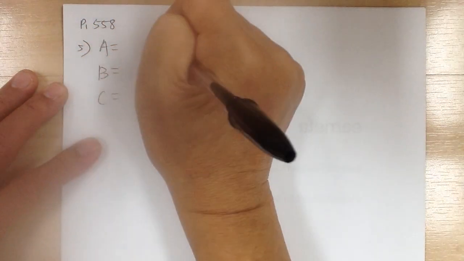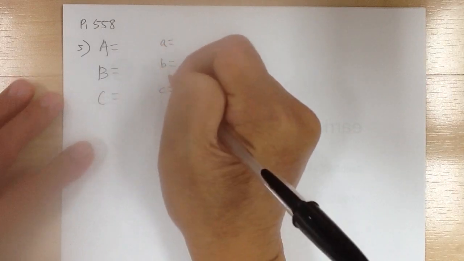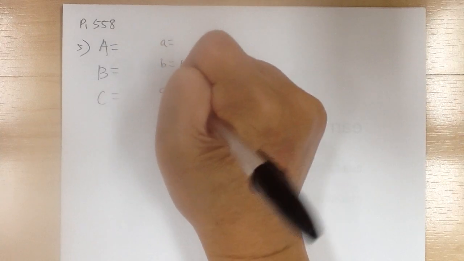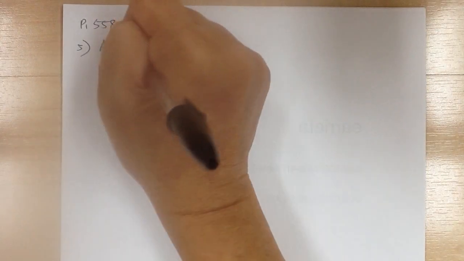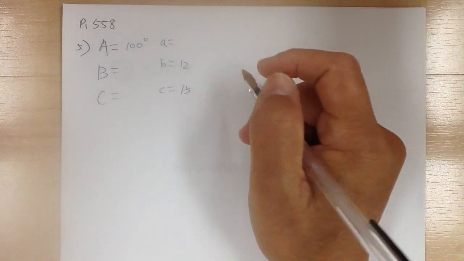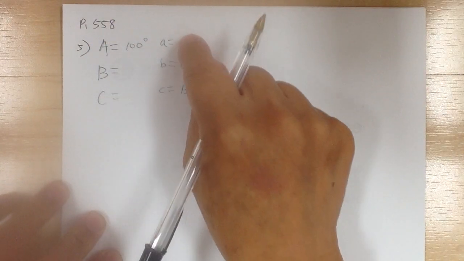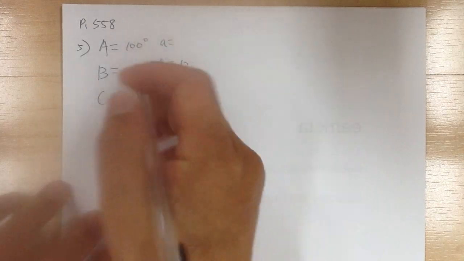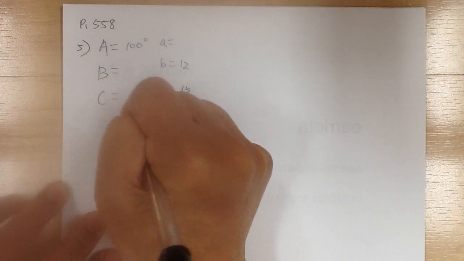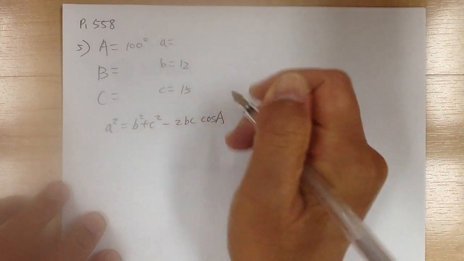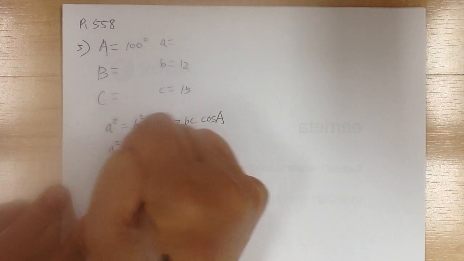Okay, number 5. Small b equals 12, small c equals 15, angle A equals 100 degrees. So again, all three letters are different. That means you have to use the law of cosine. Again, when you have three different letters, you have to use the law of cosine. And you're looking for the length of A. So use A squared equals B squared plus C squared minus 2BC cosine of A.